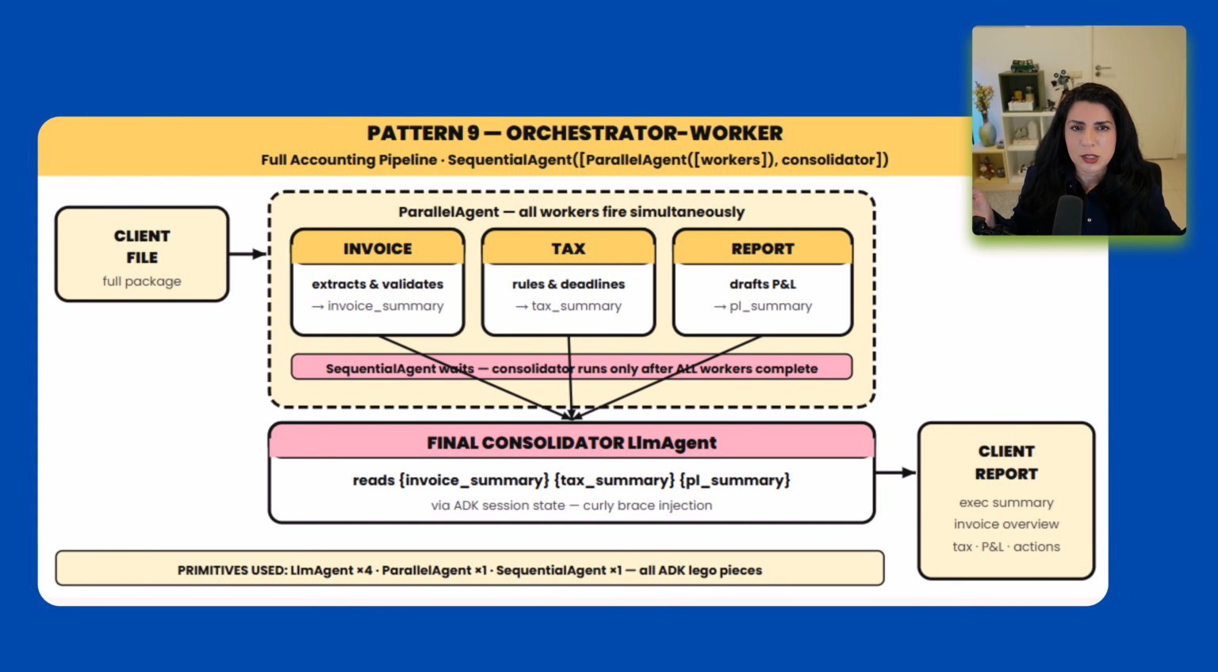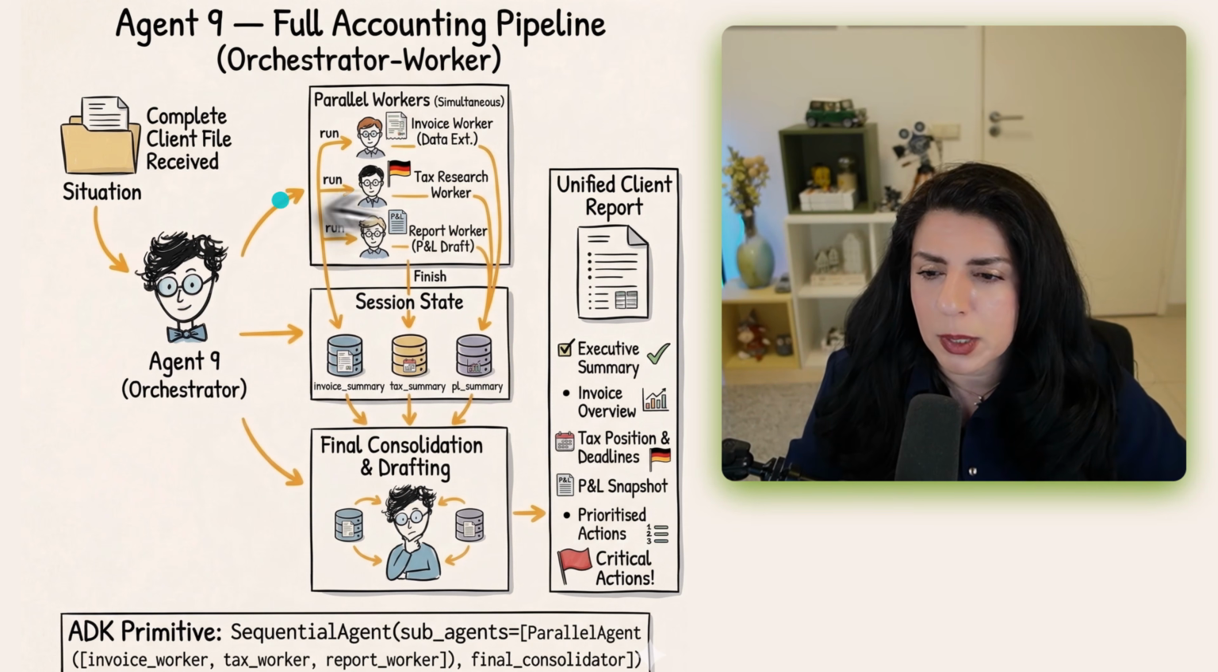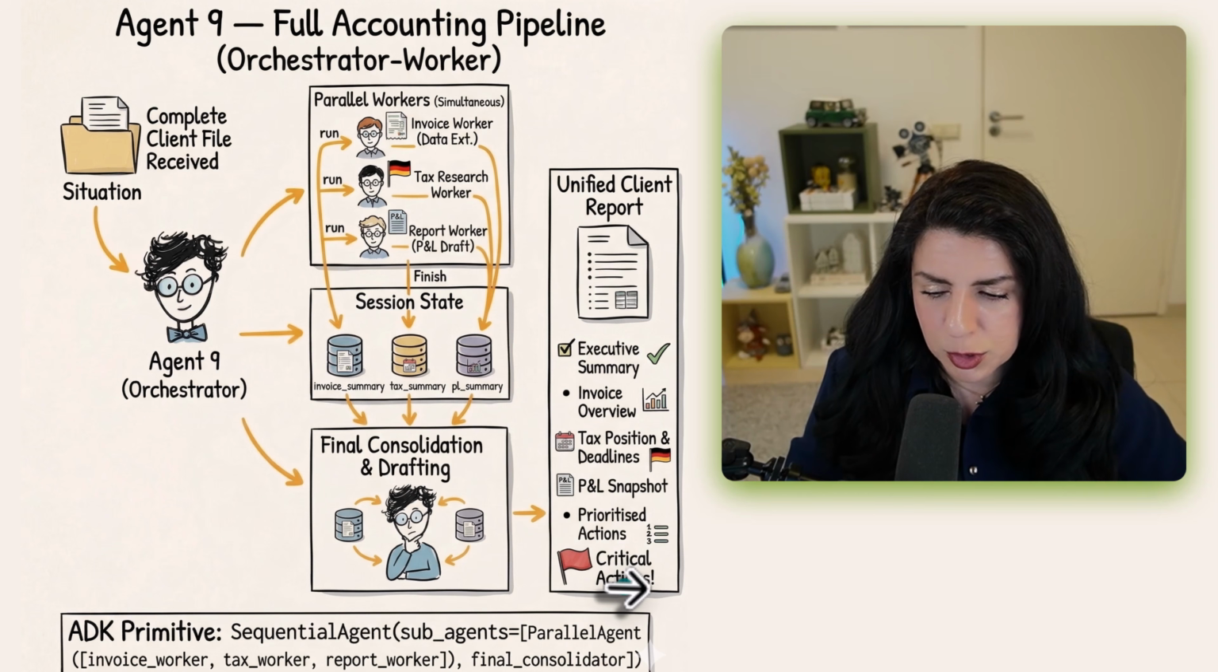And that makes these essential patterns an endless solution to any kind of multi-agent system that you want to build, especially in the real world when the complexity can get bigger and bigger. But at the end of the day, there are just a few agents that you stack. So for pattern 9, we will have the client file, we'll have invoice, tax, and report, and we'll consolidate it all together. You have this full accounting pipeline. You have the parallel workers, you have the session states, and you can have this final consolidation. And let me show you how to do that.